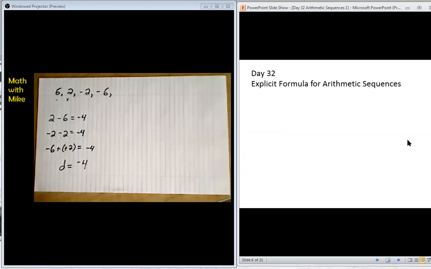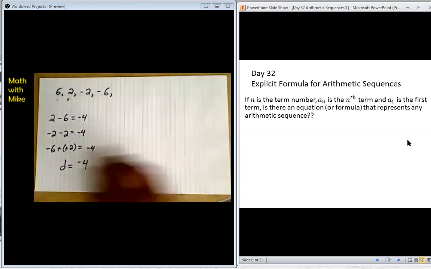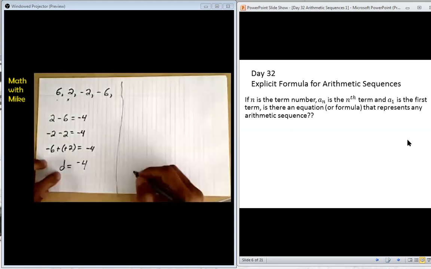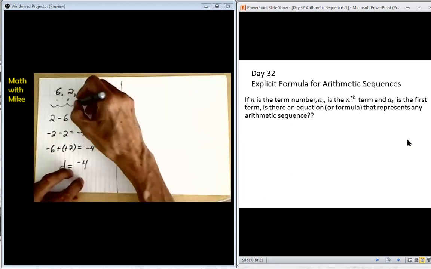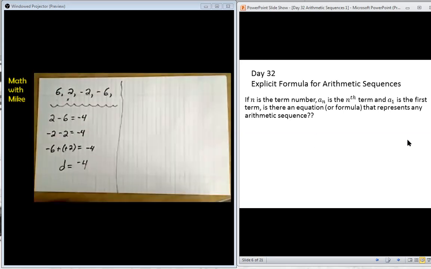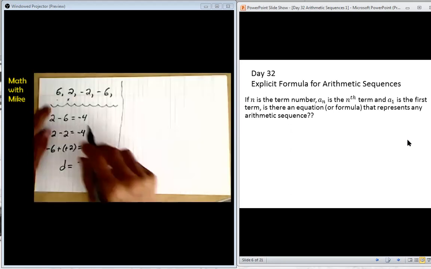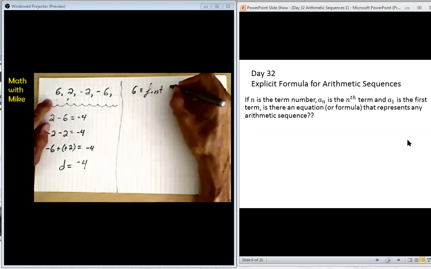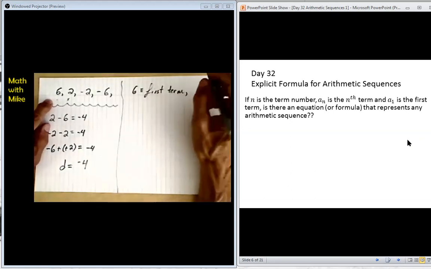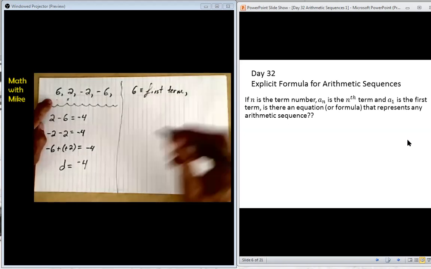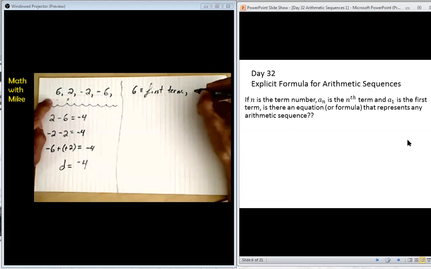Okay. So here on the camera, what do we got? We have this sequence of numbers here, right? So the number 6, this one, this is the first term, right? And so how are we going to write this with the symbols that we got? We're going to write it with A1.